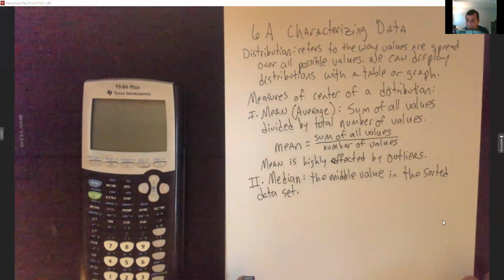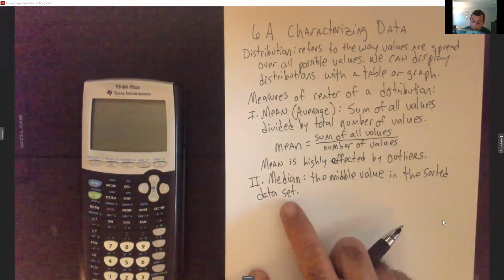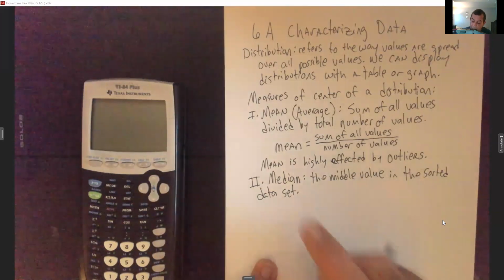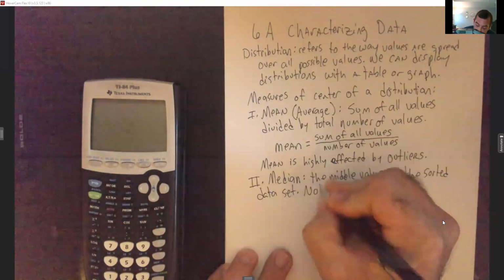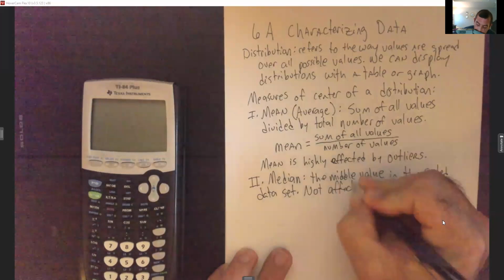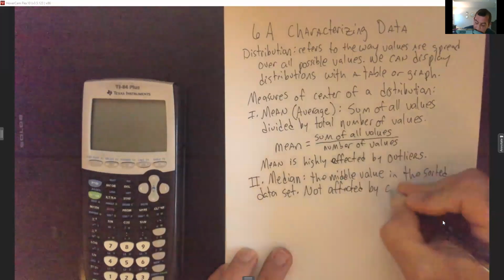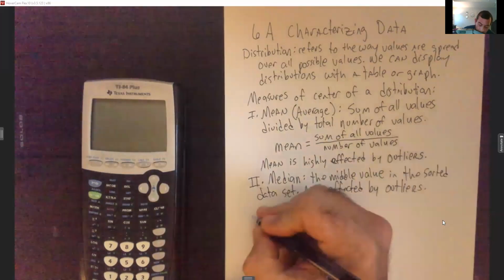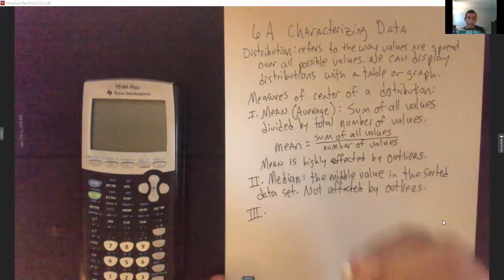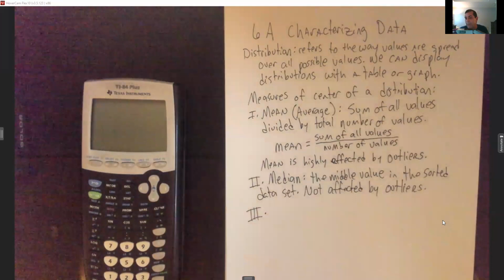And we'll have examples doing the median in a little bit. Now the median is not affected by outliers. So I'm just still looking for the middle number. I don't care if I got really bad numbers that are far out. I'm still looking for the middle.